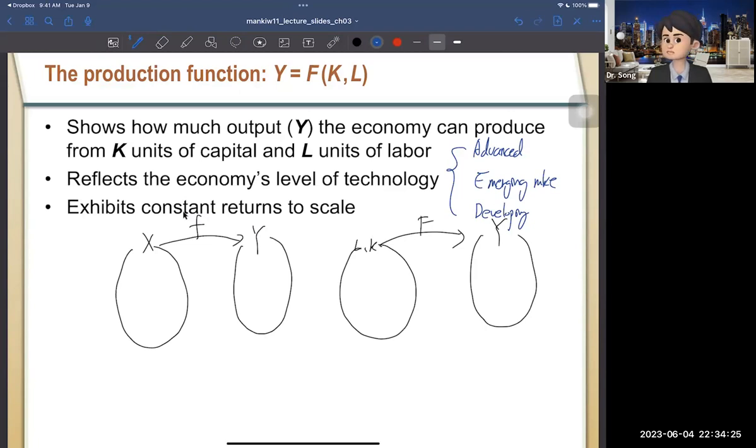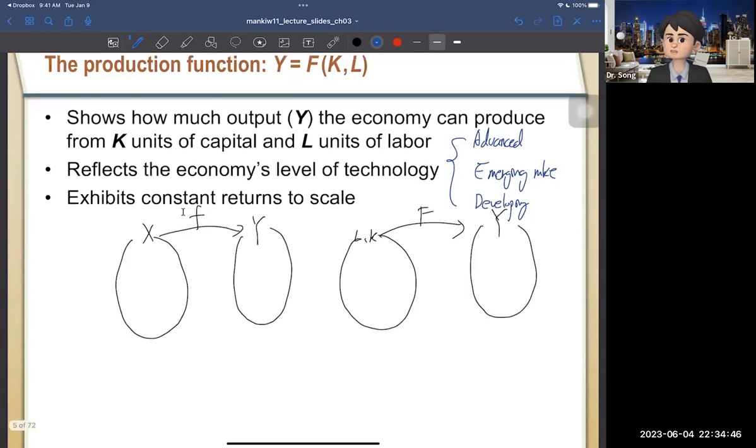I don't want to mention the specific country here, but the emerging market economy is in the middle. So for example, China is an emerging market, and Korea is also an emerging market, okay? So the advanced country in general has better technology than the developing country or the emerging market economy, okay? And from this production function, we're going to study the constant returns to scale, which requires some basic math, okay?